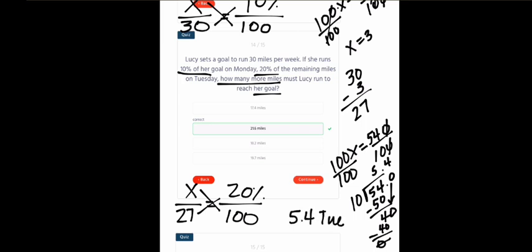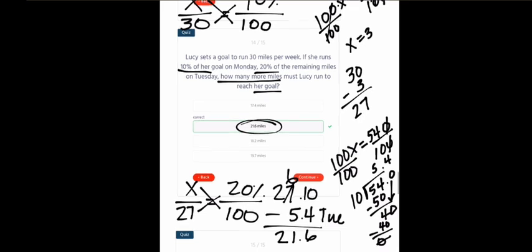Am I done? No. The question is asking me for how many more miles does she have to run. So I have to do 27 minus 5.4. I lined up the decimal points. I put a 0 so that I can subtract, okay? And now I have to borrow and make this a 10. 10 minus 4 is 6. 6 minus 5 is 1. Bring down the decimal point. And 2 minus 0 is 2. So my answer is 21.6 miles. Okay? I hope you got that. Let's do number 15.